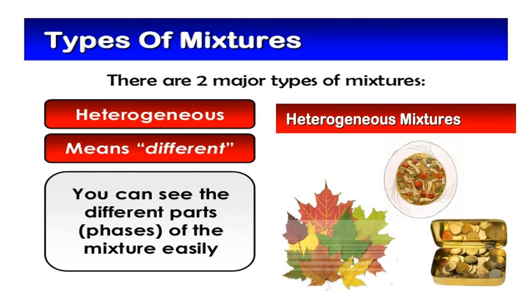So an example of a heterogeneous mixture, we have the different color leaves. They're all leaves, but they're different colors. We have the soup. We have the noodles. We have like meatballs. We could separate the meat from the noodles, from the peas. Then we have the coins. We could easily separate the quarters from the dimes, from the nickels, etc. So this would be a heterogeneous. All of these atoms are different. That would be a heterogeneous mixture.